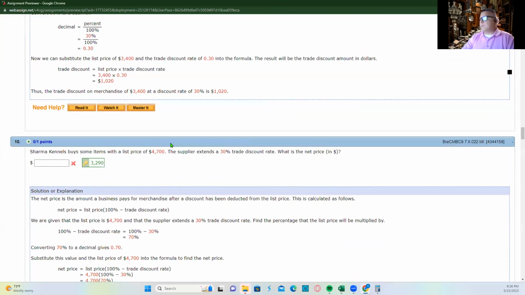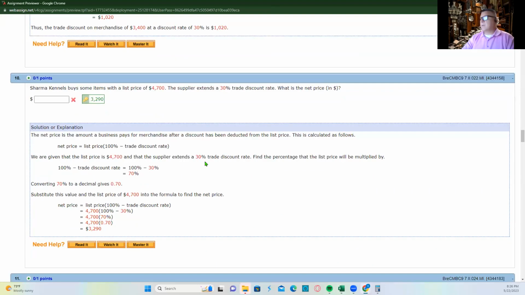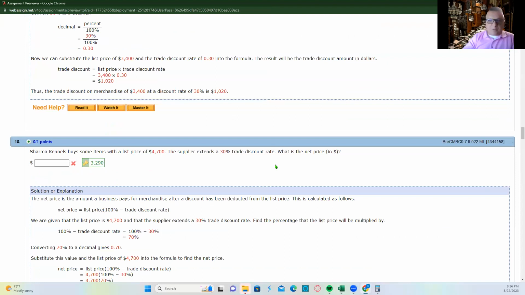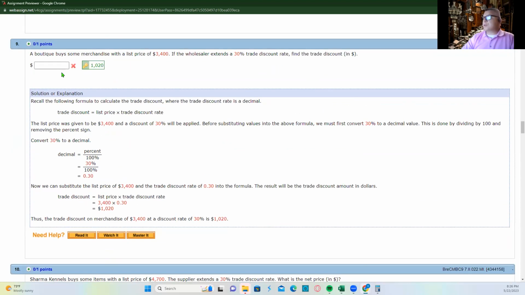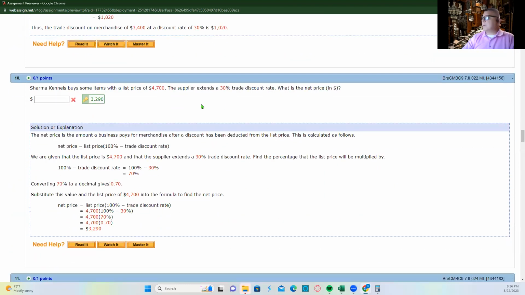Okay, so pretty straightforward. Now on this one, pay attention to what they're asking for. On the other one, they wanted to know what was your trade discount? On this one, they want to know, what is the net price? So you figure your trade discount. Two ways to do it though, right? I can take 4,700 times 0.3 to get my discount, then subtract that from 4,700, and that's going to give that to me.